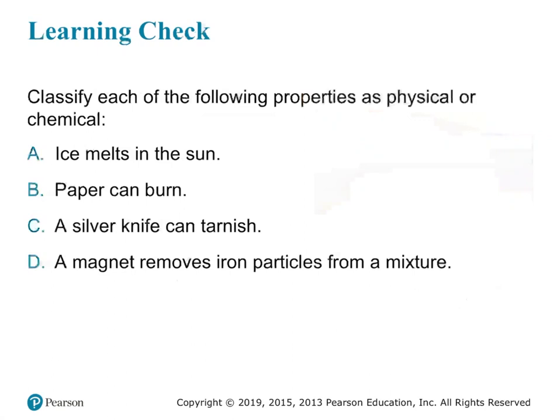So let's classify each of the following properties as physical or chemical. And if you want to try this on your own first, you can pause the video and then when you restart it, we'll go over it together. Okay, so A, ice melts in the sun. So is that physical or chemical? And remember, if you have a chemical change or a chemical property, that involves a change in identity. So if ice melts in the sun, is its identity changing? No, it's still water, it's just in a different form, right? So that would be a physical property.